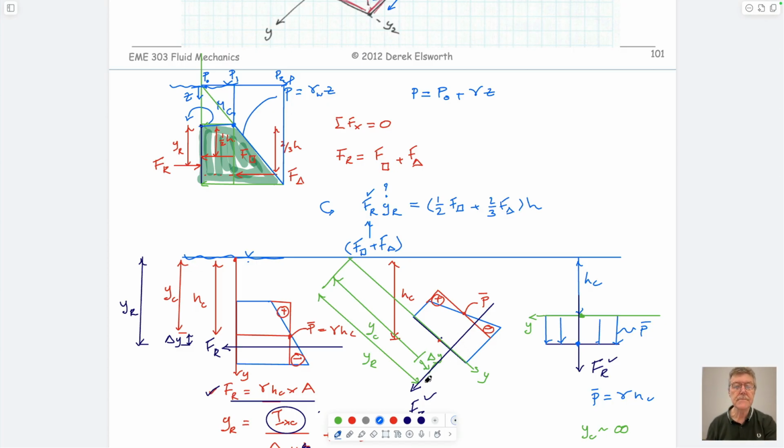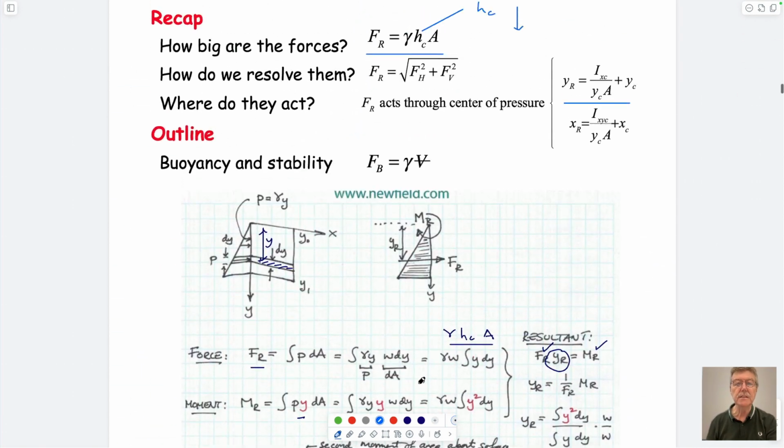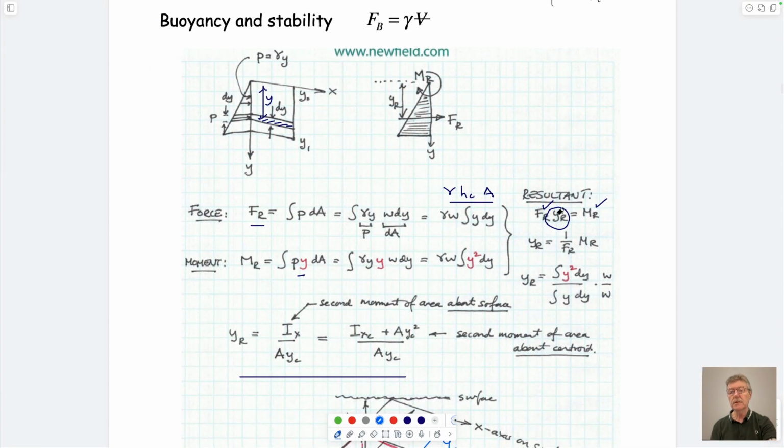So, I guess my introduction to I didn't want to be pedantic was to make the case that we get this parallel axis theorem by taking moments about any point to be able to resolve what y sub r is.